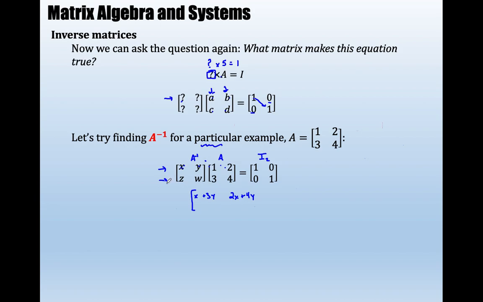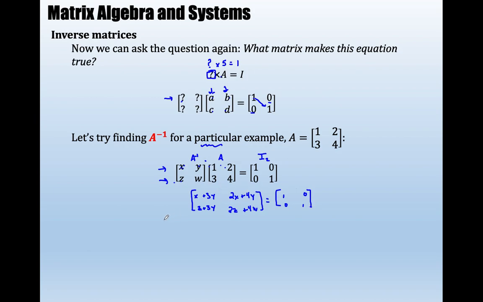Next I'm going to go here and multiply z times 1 and 3 times w. And then the last row with the last column, and I'm going to get 2z plus 4w. And that matrix has to equal the identity matrix 1, 0, 0, 1.